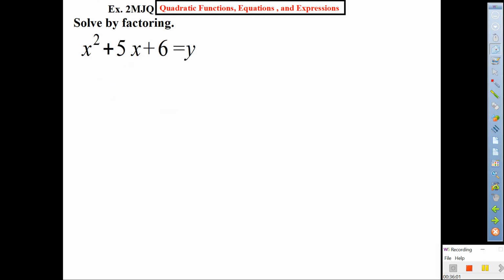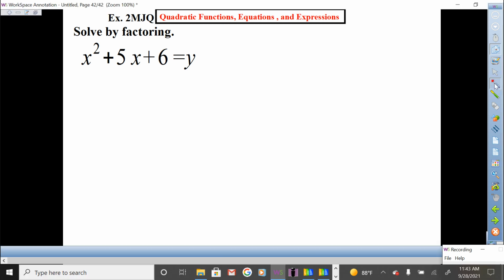All right. I wanted to get to this one. Copy this. Example 2, Michael Jordan, Q. x squared plus 5x plus 6 equals y. Let's do this one together, yeah? All right, so is it in standard form? Yes. Is it equal to y? Yes. Continue, Andy.